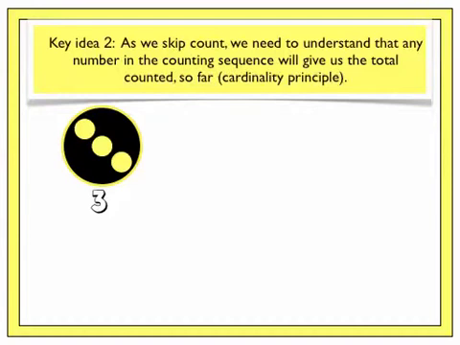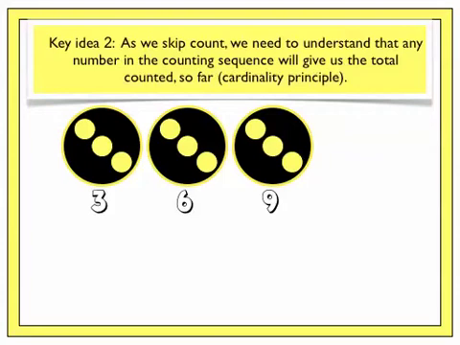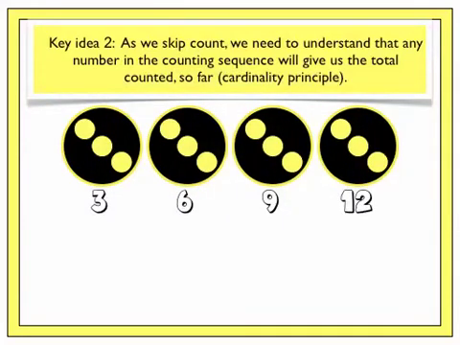Now let's add another group in the sequence. 6. This number tells me there are now a total of 6 yellow dots altogether. Even though they are in 2 separate groups of 3 yellow dots, the total is 6. Here is another group of 3 yellow dots. The next number in my counting sequence is 9, and that also tells me that I have a total of 9 dots altogether. How many dots will I have when I count the next number in my skip counting sequence? 12.